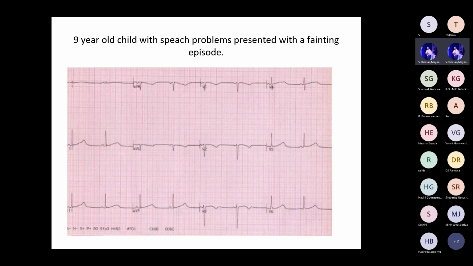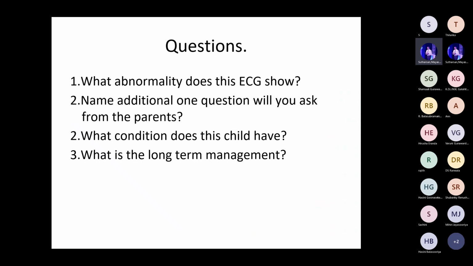Yes, Jervell and Lange-Nielsen, right? What does the ECG show? Long QT. What additional questions will you ask the parents? That means the hearing and speech delay, right? Okay. The condition is Jervell and Lange-Nielsen. So what is the long-term treatment?